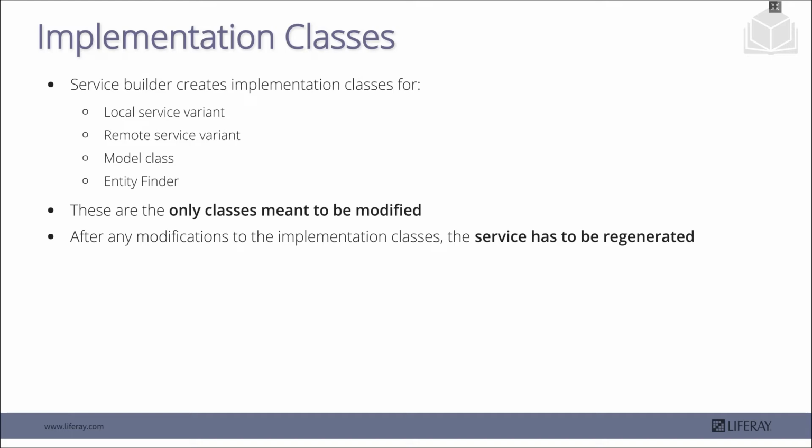Now, when we're modifying our Service Builder services, the only class that we really need to modify is these implementation classes. We modify the implementation classes, we rerun Service Builder, and Service Builder will see the changes and then update everything that needs to be updated. So it works a little bit backwards. Instead of working on the API and then implementing what changes you've made, you'll work on the implementation, and Service Builder will then update the API as well as everything else.